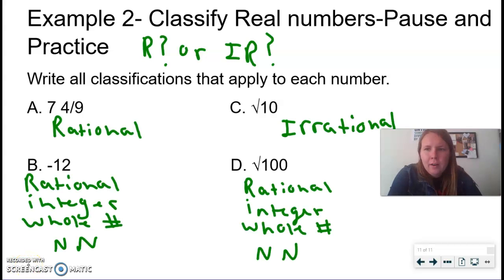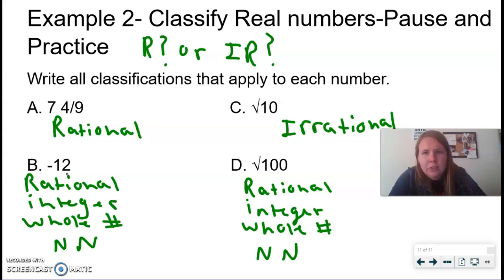Coming on back, here are my classifications for each one. For A, it is just rational because it is in fraction form that cannot be simplified, cannot make it into a whole value, so it can't be considered an integer. B is -12. B is rational, because I could always write it as -12 out of 1. It's an integer, it's a whole number, and it's a natural number.